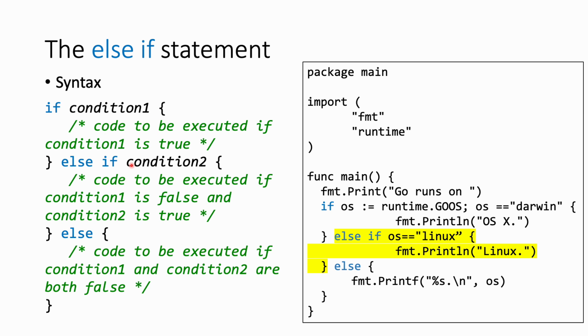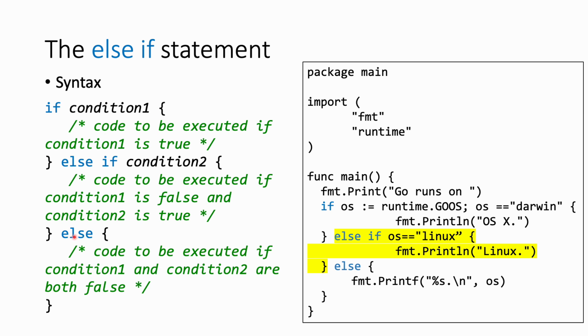Also, you can write a short statement before the condition of an else if. And in this case, the code or statement within the braces after the condition of this else if statement will be executed when the condition of the if statement is false, and the condition of this else if statement is true, right?